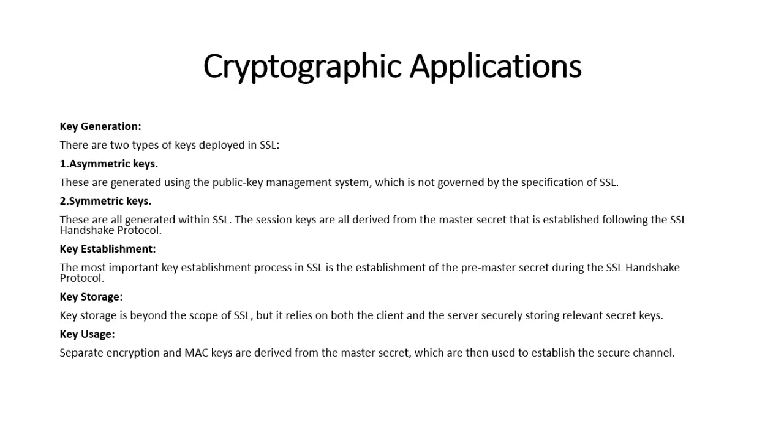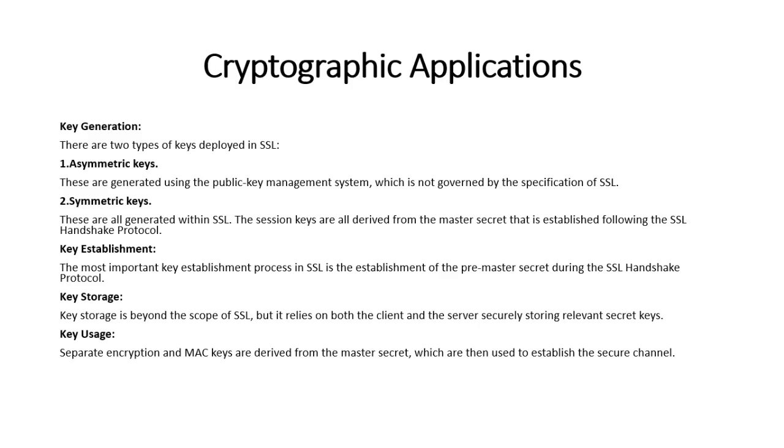The cryptographic applications are going to be continued, and in this we are going to discuss the key generation process of SSL. Still, we are in the secure socket layer. There are two types of keys deployed in SSL. One is asymmetric keys, which are not governed by the specification of SSL. Symmetric keys are all generated within SSL. The session keys are all derived from the master secret that is established following the SSL handshake protocol. So, two types of keys: asymmetric keys and symmetric keys.